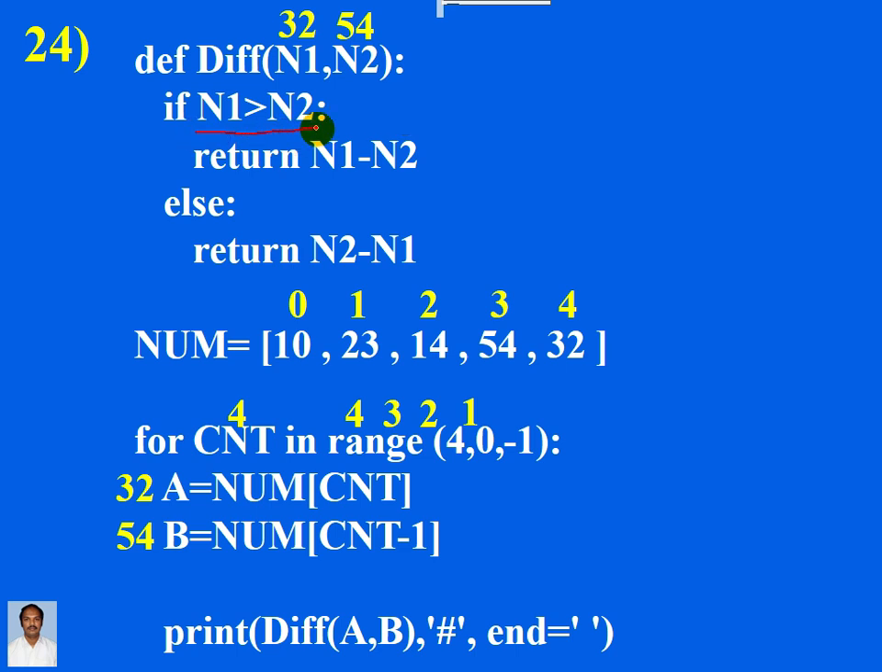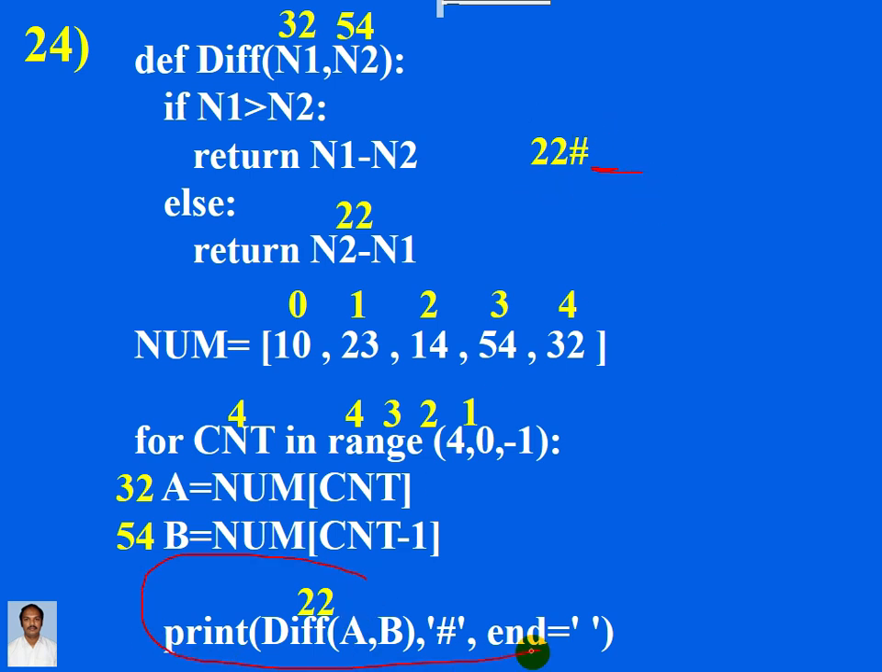Now 32 greater than 54. Wrong. So control comes to else part. Return N2 minus N1. 54 minus 32, that is 22, is returned as answer. And to where the answer is returned, to the point from where it was called. So here you get 22. So 22 followed by hash. The ending character is space. So in the computer's monitor you get 22 hash followed by space.